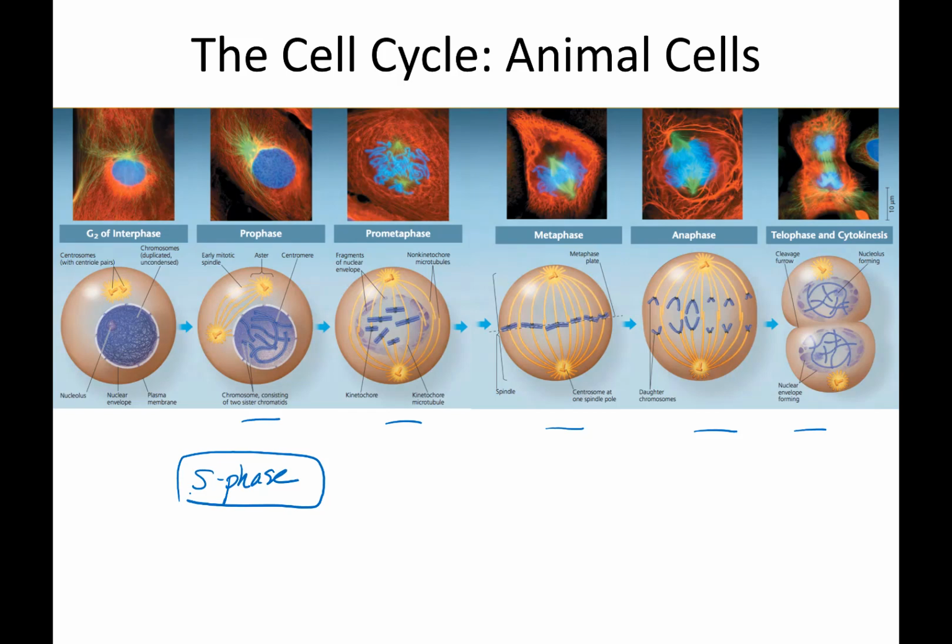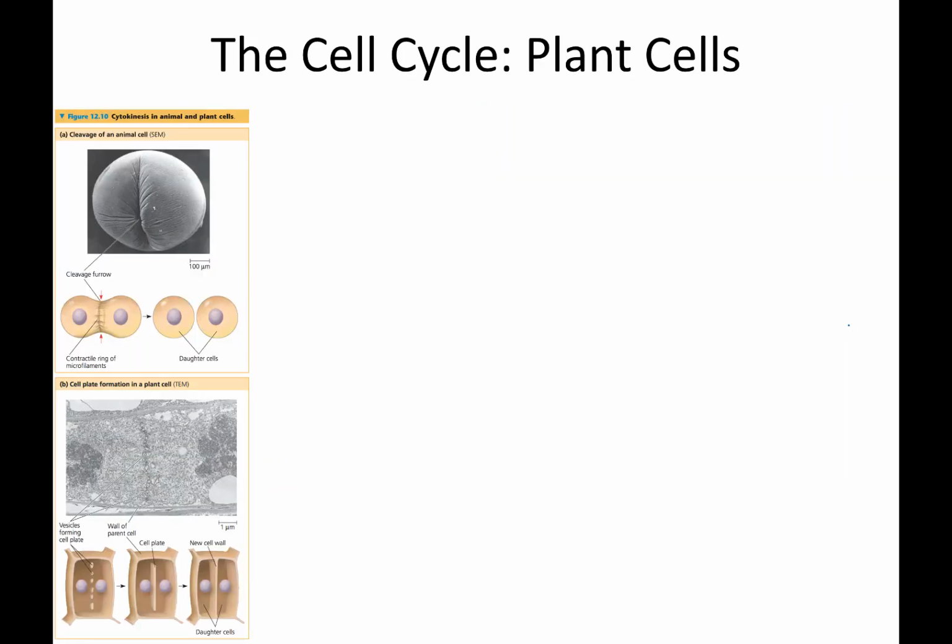And just as a reminder, the animal cells eventually become two daughter cells by what's called a cleavage furrow. The cleavage furrow is where a contractile ring of microfilaments, actin and myosin, will cinch together like a tight belt and eventually give rise to two daughter cells.